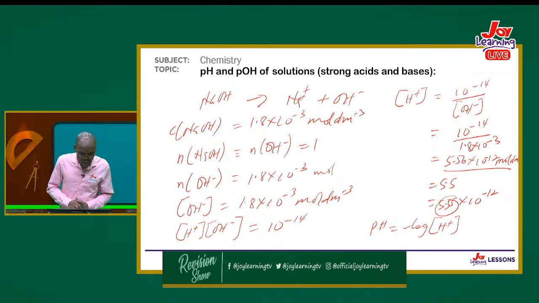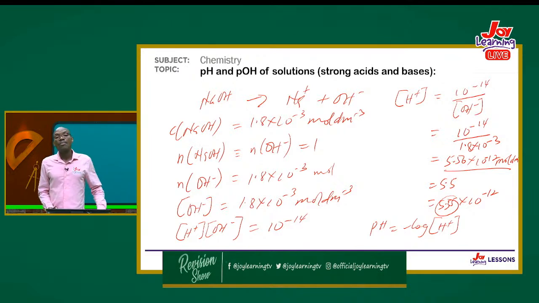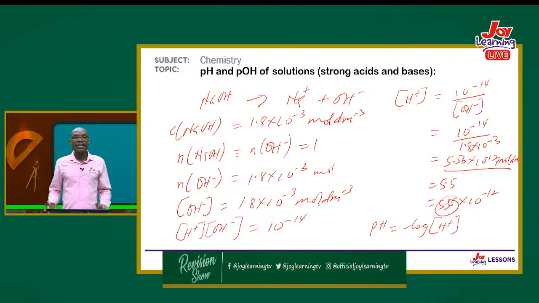If I don't want it that way, then I can take negative log of 1.8 times 10 power negative 3 to give me the pOH. Then you take that value from 14 to give you the pH. That way to describe. So please, best practices. Choose any correct method that you want to solve these things. You will get the same marks.